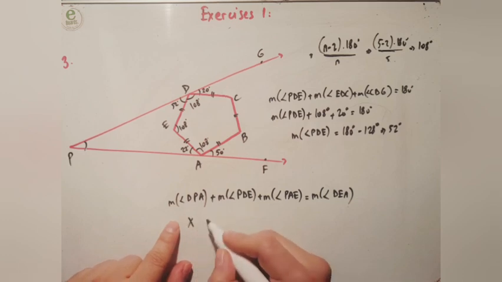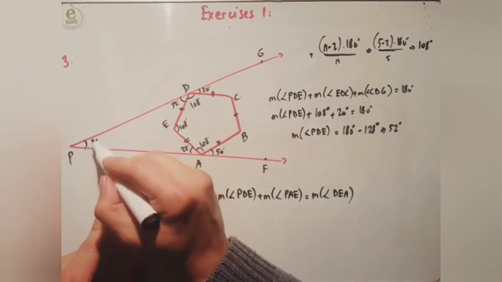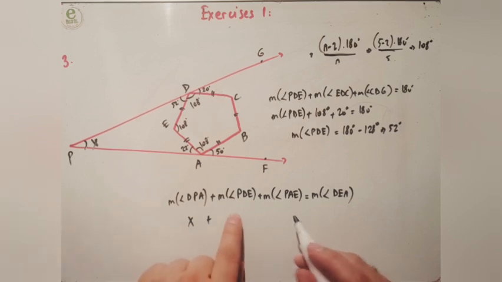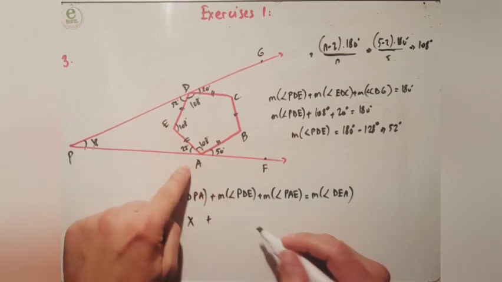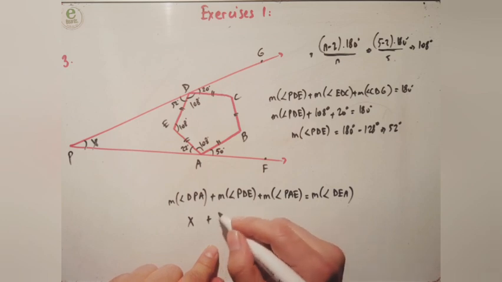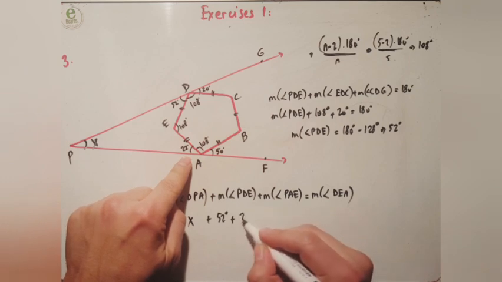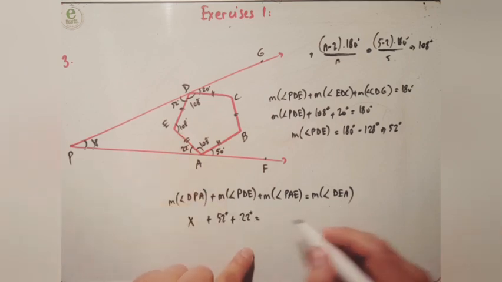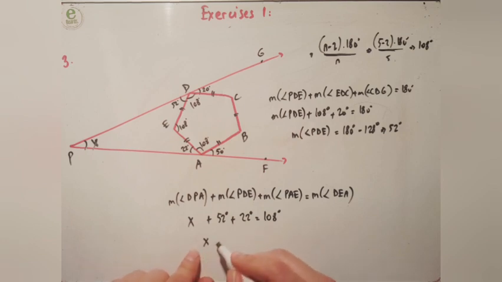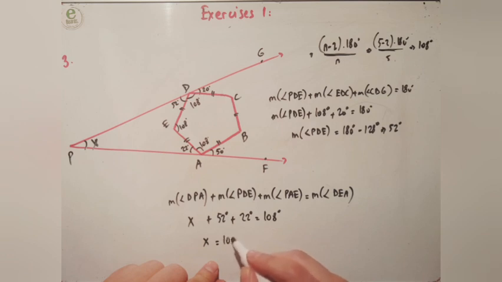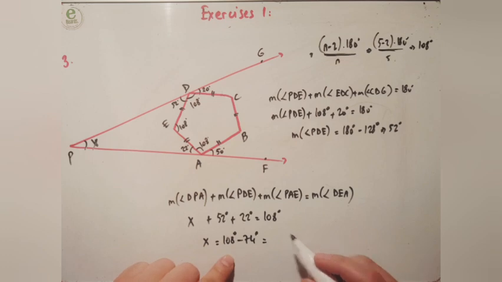So we don't know this. Let's say X. We have to find it. Okay. The measure of PDE is 52, plus 22 is equal to 108 degrees. So X is equal to 52 plus 22, which is 74. 108 minus 74 is equal to 34 degrees. Glad to have it.